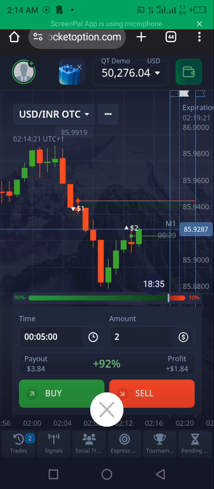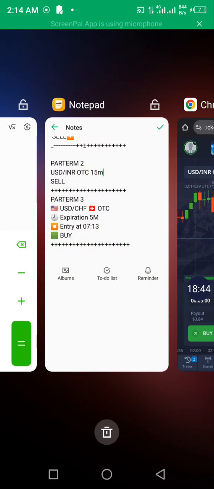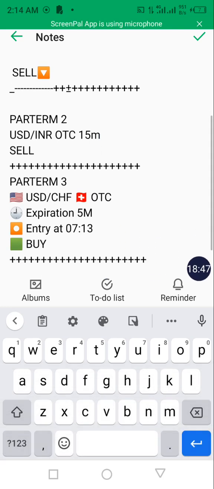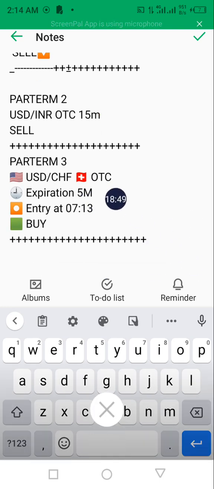There are signals that are meant to be executed immediately as they are dropped. There are those that are not meant to be executed immediately. Like this pattern 3 signal, it is given ahead of the entry time. So when you are being given this kind of signal, always monitor the last figures. That is where you should put into consideration. Compare this minute handle here with the minute handle on your own clock. That will tell you when to enter this signal.